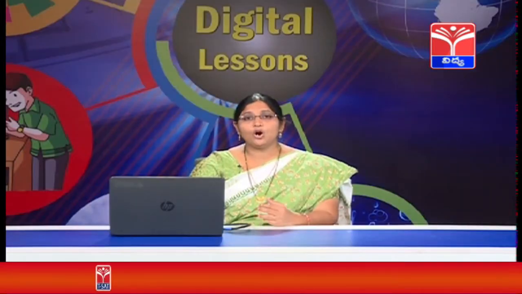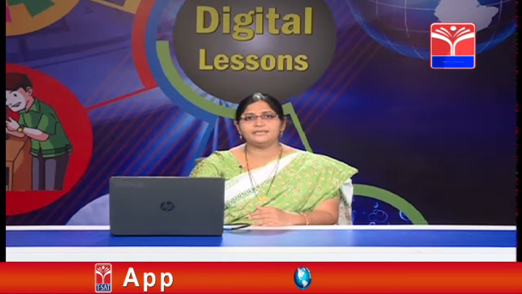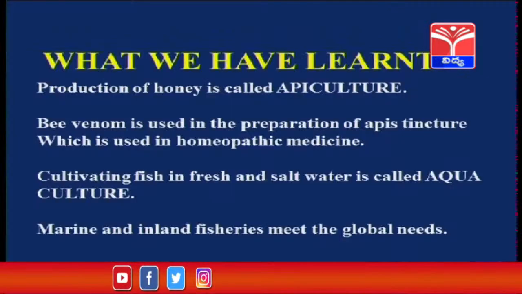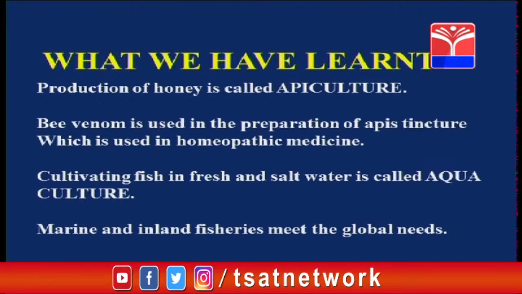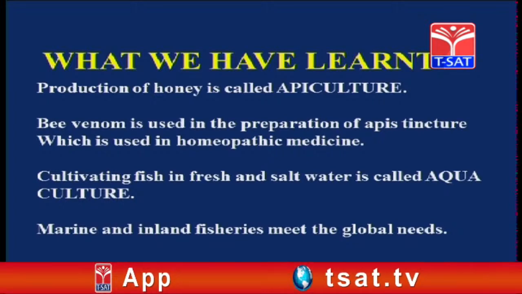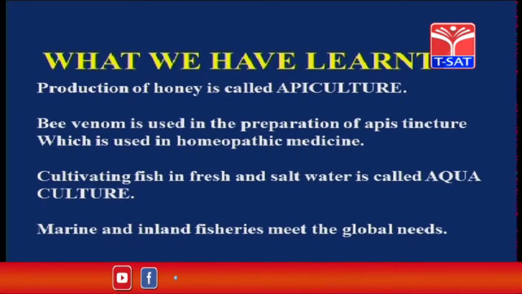Have you understood, children? Now let us recall what we have learned in this lesson till now. Production of honey is called apiculture. This is also called beekeeping. Next, bee venom is used in the preparation of apis tincture, which is used in homeopathic medicine. Apart from honey and bee venom, bee wax is also produced, which is useful for polishing and preparation of cosmetics.